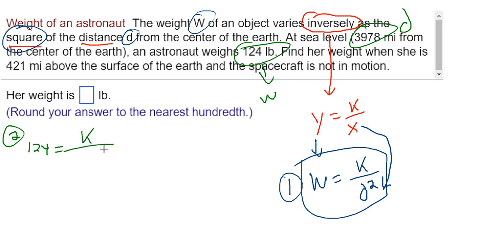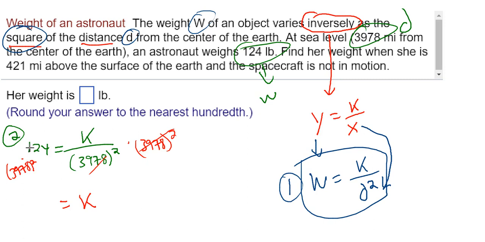equals K over, now this number is going to get kind of big. The distance, which is 3,978 miles, which has to get squared, right? Because we're squaring that distance. And so now I can solve this for K. I will multiply the 3,978 squared to both sides of the equation. 3,978 squared. Multiplying it to both sides, that cancels it out from the right-hand side, so I get K by itself. And then this part I need to plug into my calculator.